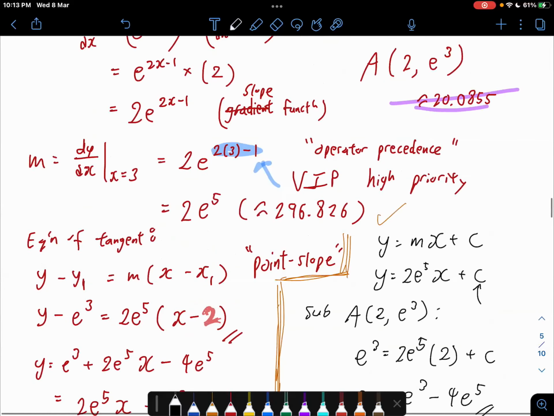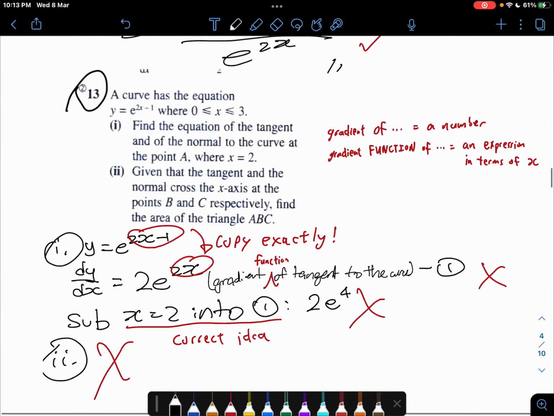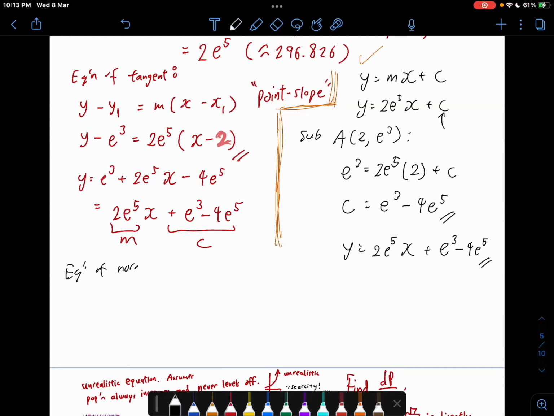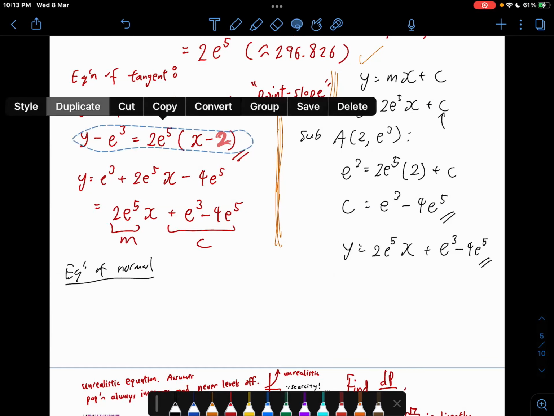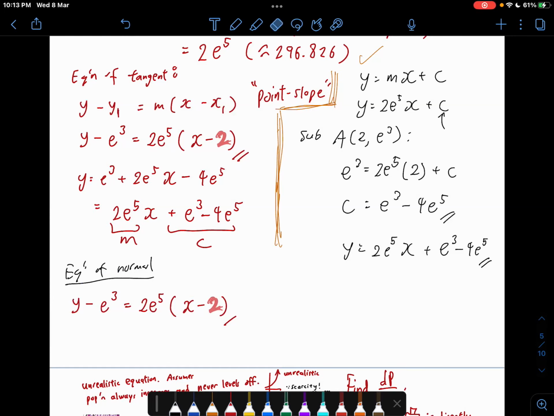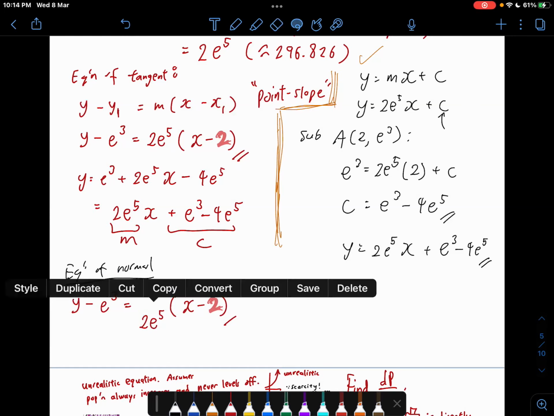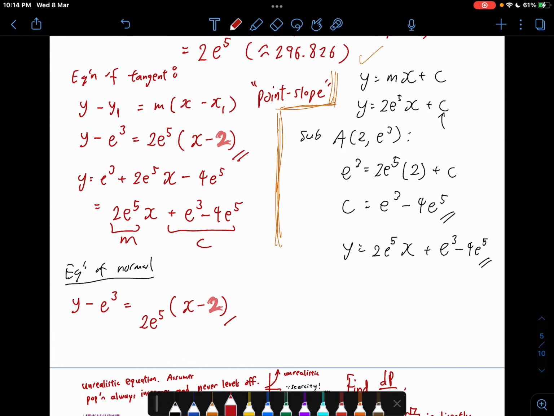We still need to find the equation of the normal. Key idea: the gradient becomes the negative reciprocal. So you take whatever you found from the previous one, but this time you put a -1 over it. It would be -1 divided by 2e power 5. And that's the answer. I leave you to simplify it on your own. Make y the subject. Just change the gradient from 2e power 5 to -1 over.